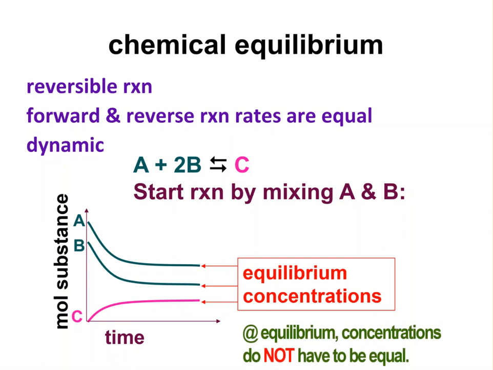Remember that at equilibrium, the concentrations do not have to be equal. In other words, we don't have to have the same amount of C as we do B or whatever. It's just what's favored. I would say that this reaction favors the reactants. Its equilibrium position is to the left a little bit because the reactants' concentrations are higher.